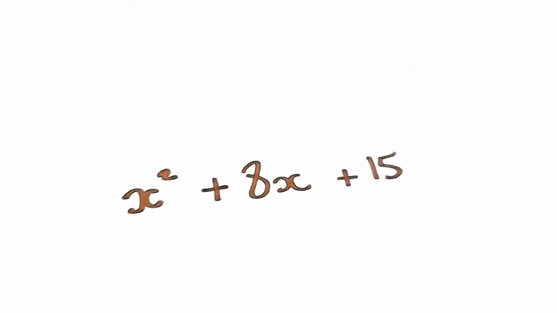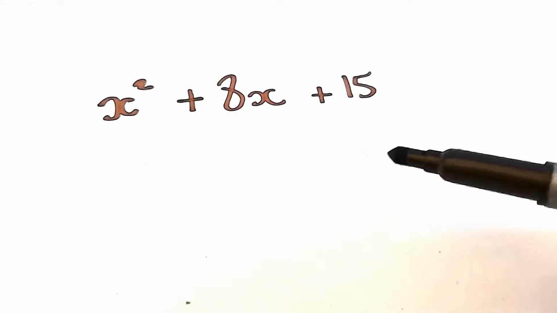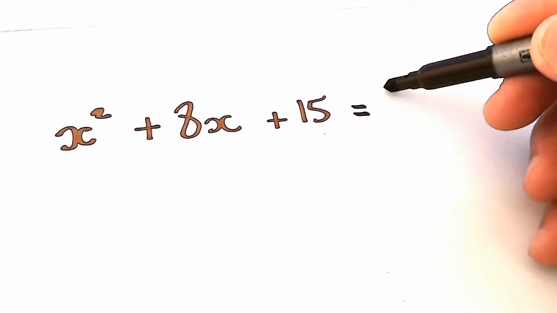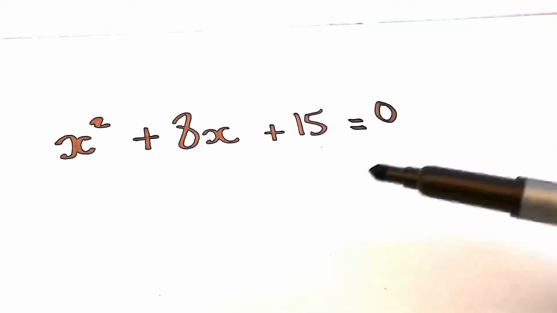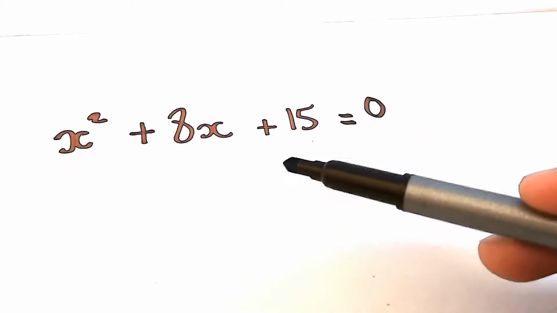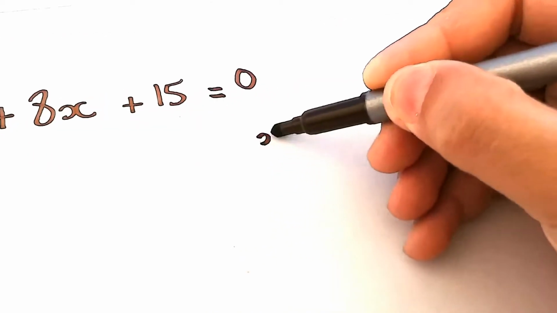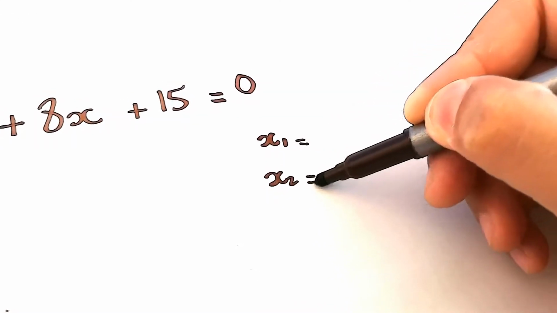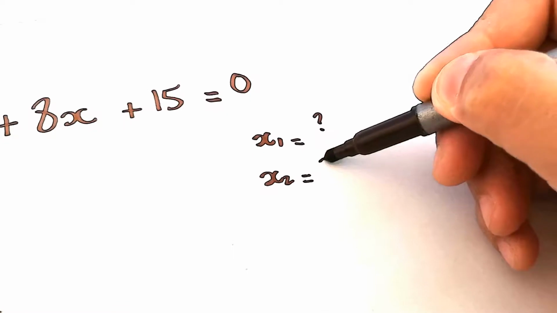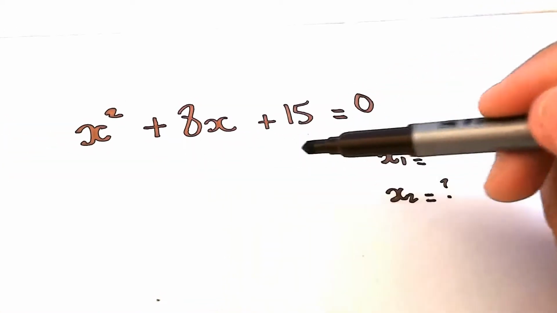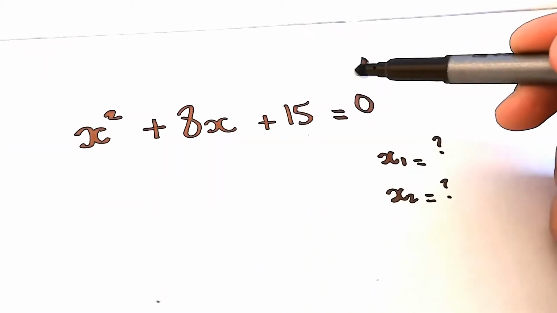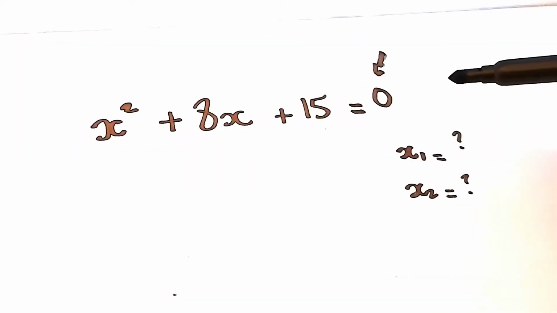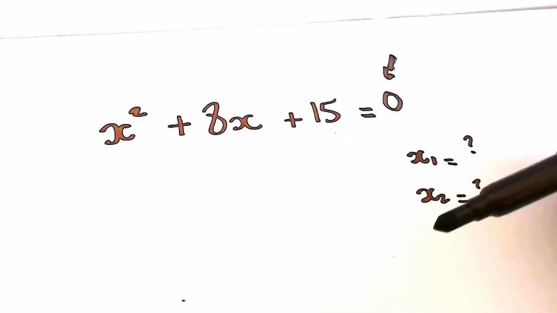So we have this question here, x squared plus 8x plus 15 equals 0. What we're trying to do is find out which values of x. We're very likely to have two values of x. Which two values of x, if you put them into that equation, will bring about an answer of 0? And that's what we're trying to find. Now, one way you can do that is you can factorize it.